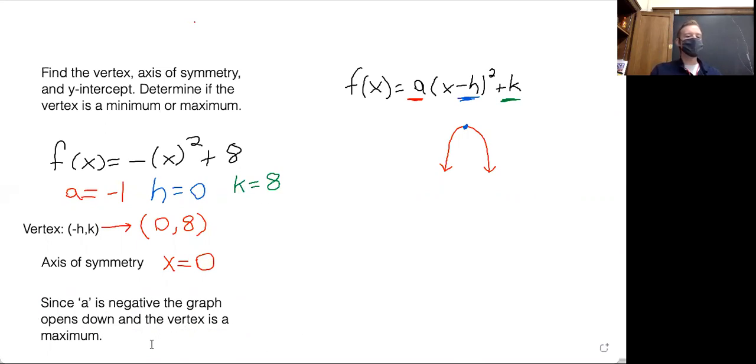So once again, not really any calculations here. You just have to know which number to look at and what that number represents. So since this A was negative, the graph opened down and the vertex was up here at the top, which meant we called it a maximum.